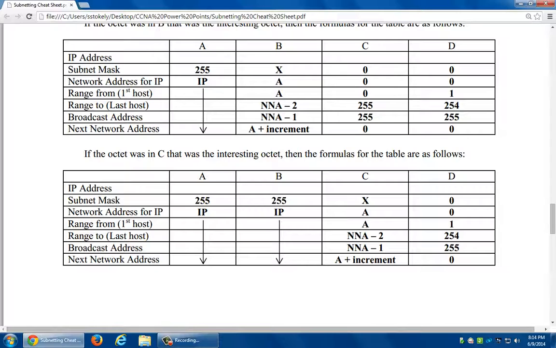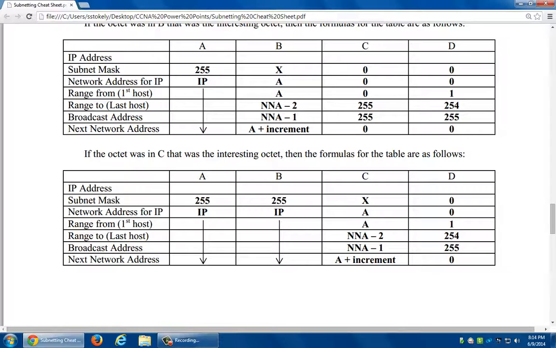Now, the question I have is what defines the interesting octet? Your CIDR number, your bit value where you're breaking it out. Like we had 29, we took out 8. Here's our interesting octet. This is where all our math is going to be concentrated in this octet.